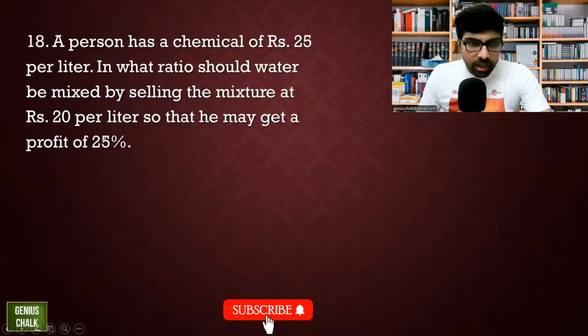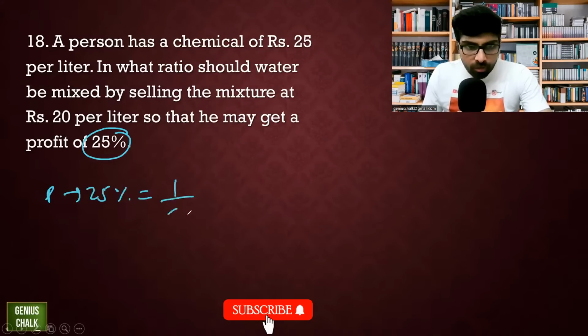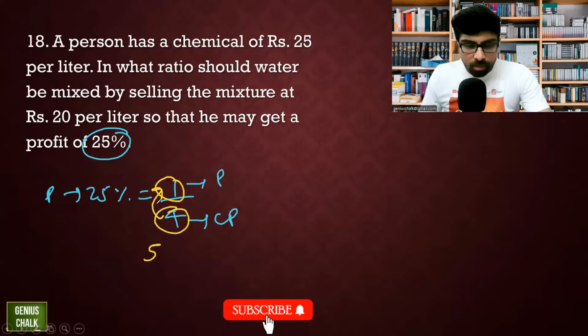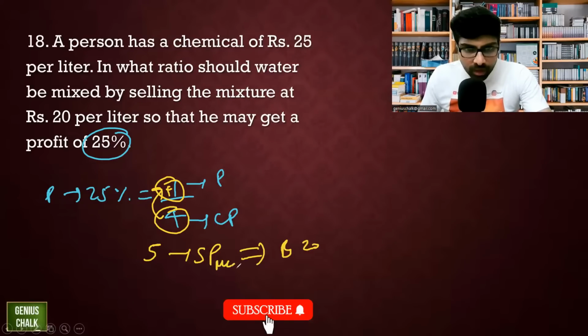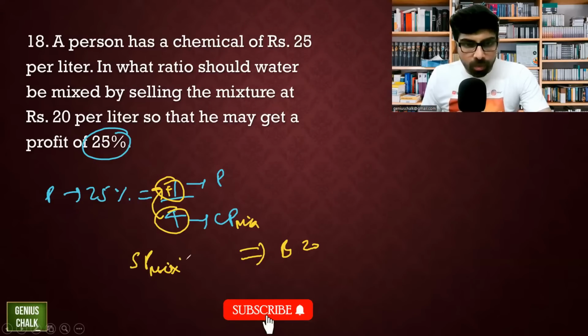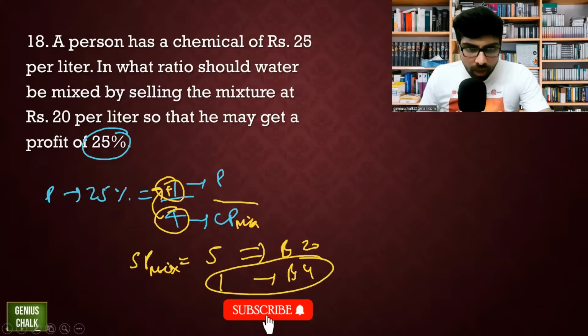So for that, we need to understand the profit of 25%. 25% is 1 by 4, where 4 is the cost price and 1 is the profit. Now, if 4 is the cost price and 1 is the profit, what should be the selling price? 4 plus 1, 5. Because in order to earn a profit of 1, you have to sell the thing at the selling price. Now, in this question, the selling price is given as 20. This is basically the selling price of the mixture. So 5 units is equal to 20. I can write it like this: this is the cost price of the mixture, this is the selling price, this is the profit. So the selling price of the mixture is 5 and the profit is 1. So one unit will be rupees 4, and I need to have the cost price of the mixture.